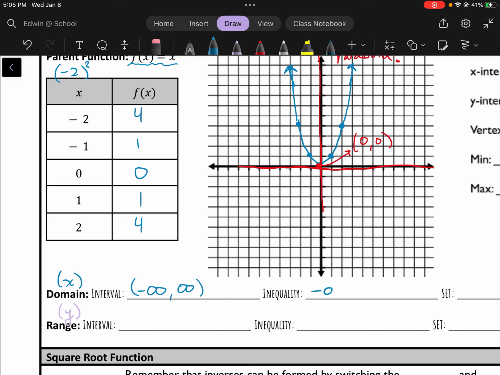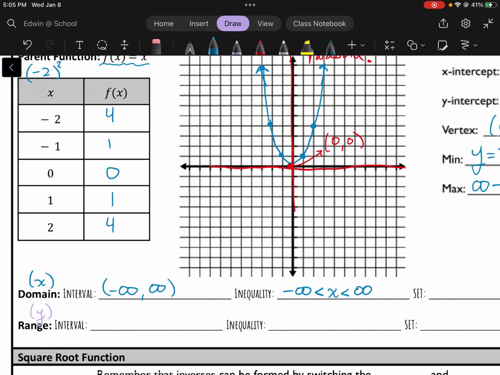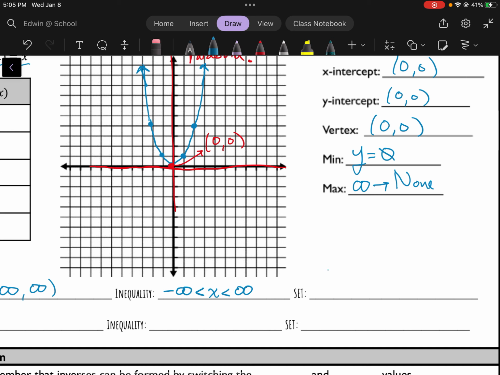Inequality, surprisingly, we're going to use inequality symbols to write it with the appropriate notation. So negative infinity is less than x is less than infinity. It can't be less than or equal to. We don't include that little line under the inequality. Finally, we do x such that x is a part of all real numbers.